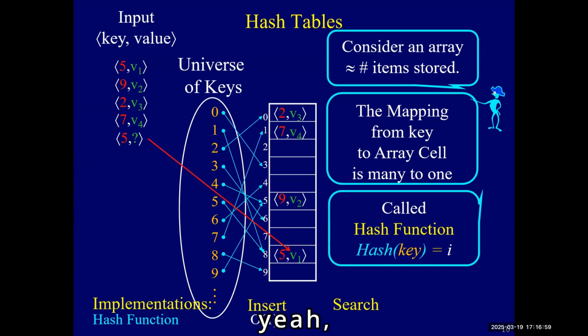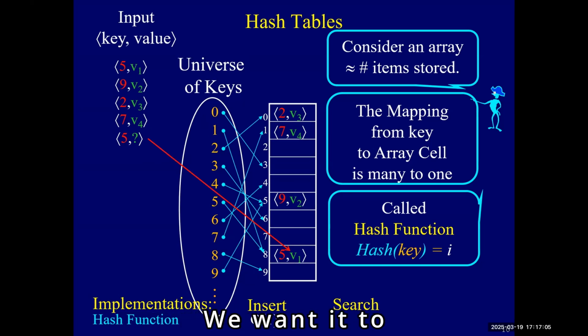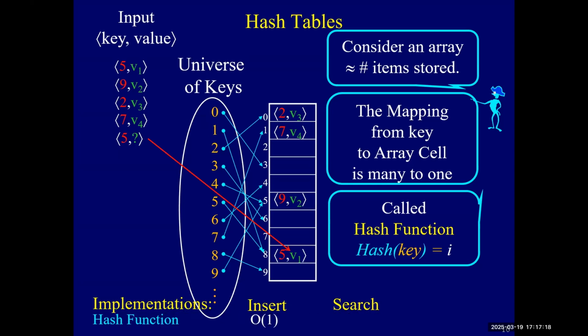So we're going to get into hash functions later, but what do we want? We want it to look random. In fact, we're going to choose it randomly. But once we have it, it doesn't change. So when you insert something and then you search for it, you got to use the same hash function or you won't find it, right? Everybody good with that?